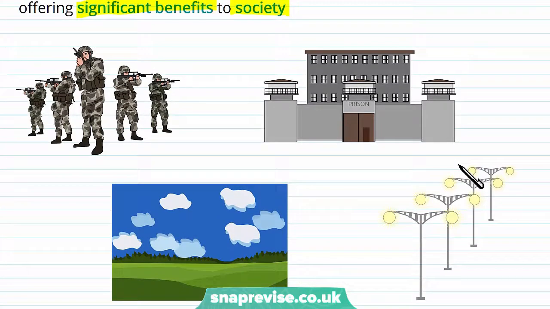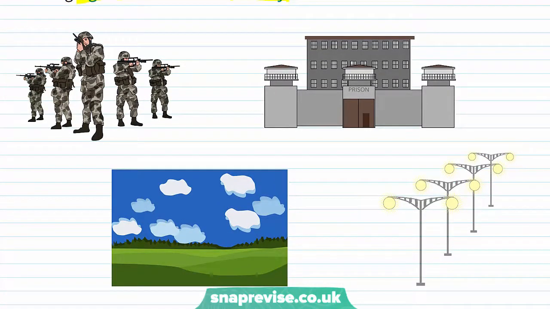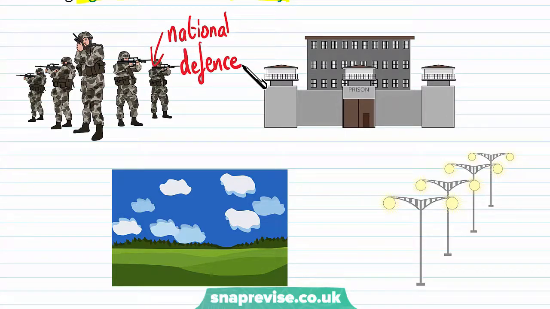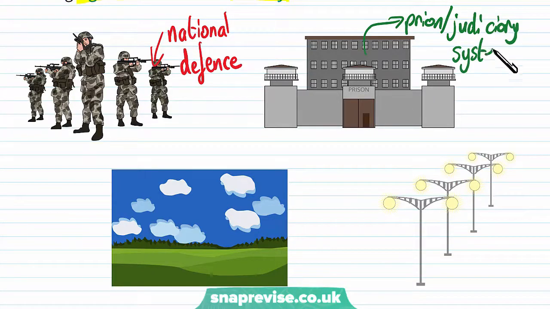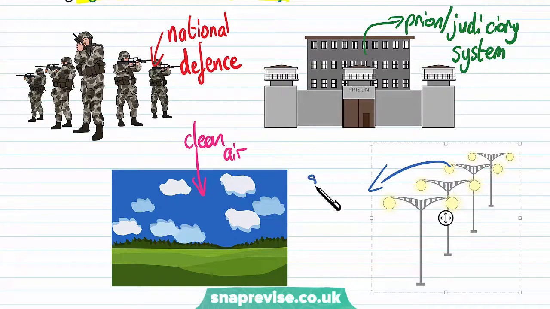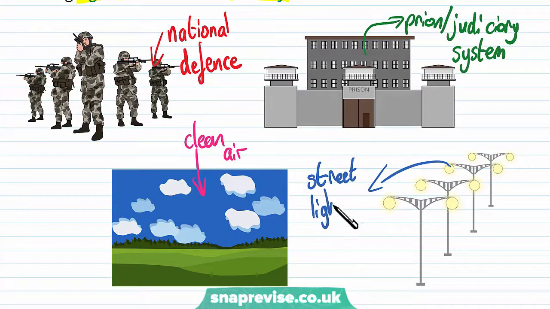So examples that we can think about are national defense, which provides public security to the population. And then we have the prison and the judiciary system, which upholds public justice. And then we have something like clean air, which provides a multitude of benefits. And then finally, we can think of street lighting, which seems very simple, but we'll be using our street lighting example in the provision of light throughout this video.